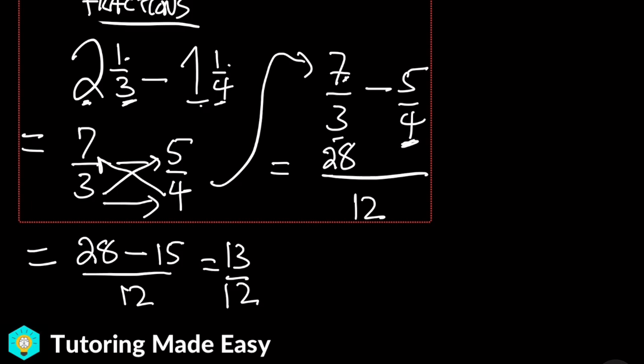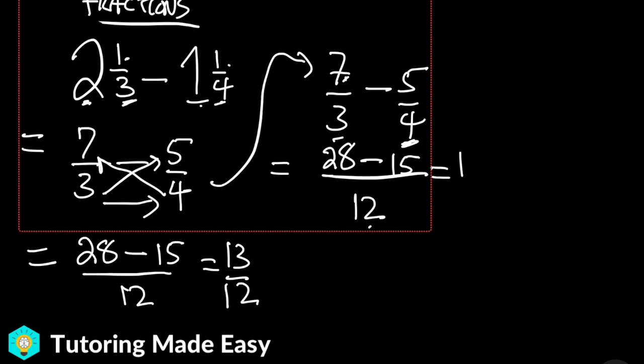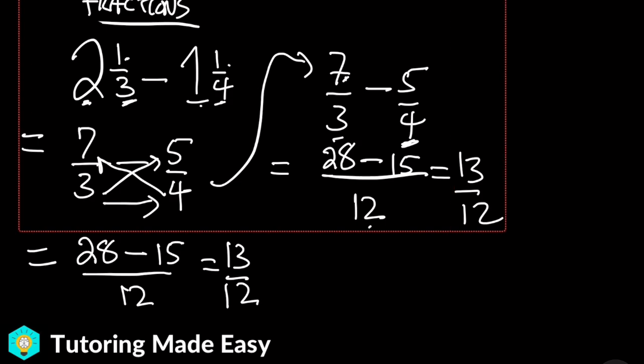What can we multiply by 4 to get 12? It's 3. We multiply that 3 by 5, and we get 15. And then we subtract, we get 13 over 12. So that's the second method, which applies to the addition part as well. I hope this helps.